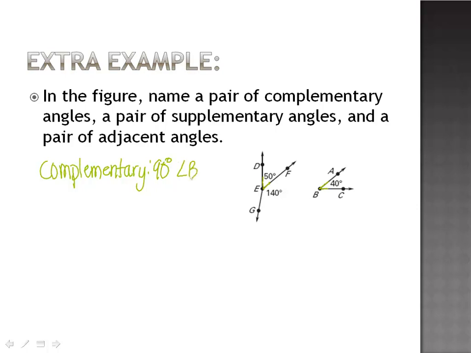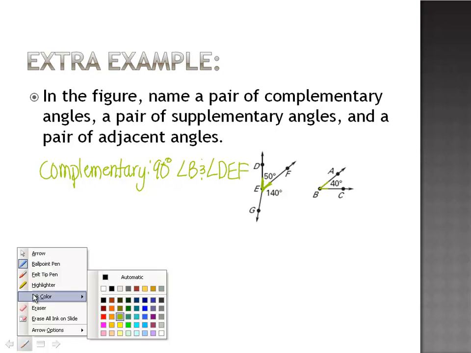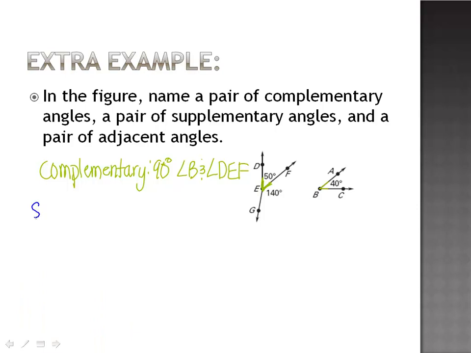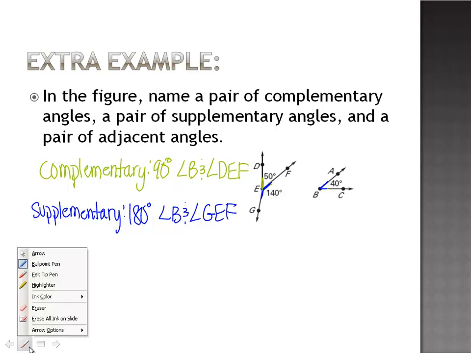So I can say angle B and angle. Now there's two angles that share this point E as a vertex. So I'm going to just call that angle DEF. There's my complementary angles. Let's do supplementary next. And I think supplementary straight, they both start with S's. They're both 180 degrees. So I've got this 140 degrees plus another 40 degrees. Well, that's 180 degrees. So angle B and angle GEF. Again, you could have also said angle FEG.